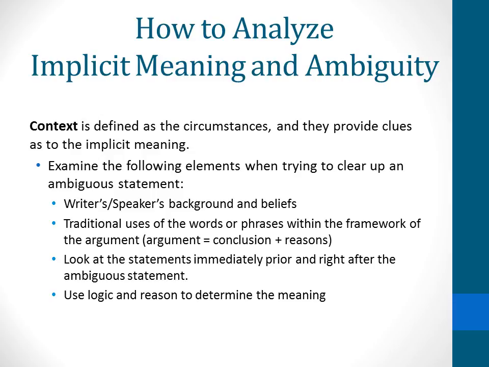So let's talk about how to analyze implicit meaning and ambiguity. Context is defined as the circumstances, and they provide clues as to the implicit meaning. So when we are trying to figure out what the heck somebody is saying, we're going to look at the following elements to try and cut through the ambiguity. We have to look at the writer's or speaker's background and beliefs, and we've talked about this prior. If somebody works for a conservative think tank or a liberal think tank, that's going to help us figure out what side of the coin they're on.